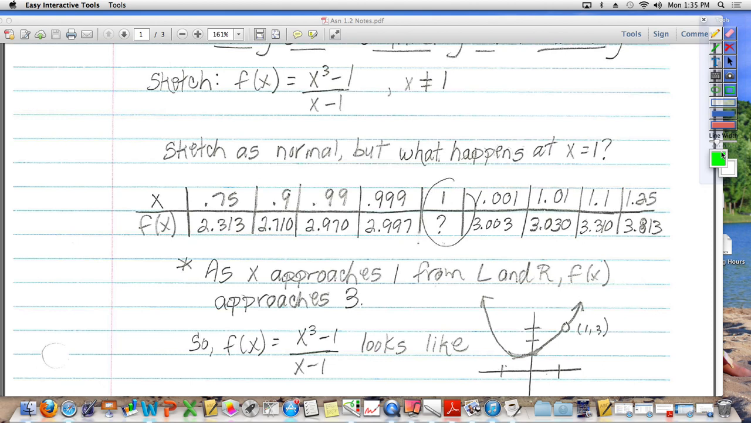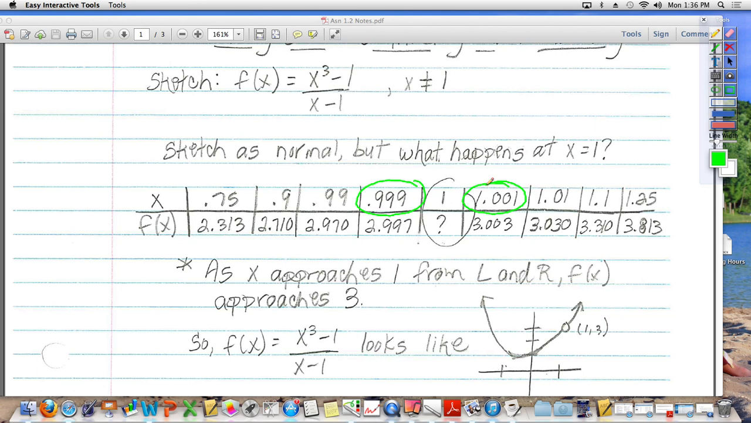Okay, so when you do this, what I would do is look at an x value of 0.999. Look at something that happens just before x is 1, and then look at what happens just after x is 1. So if the value right before 1, 0.999, gets you a y value of 2.997, and then you look just after it, 1.001 gets you 3.003. What do you think should happen when x is 1? You're probably going to get a value of 3.